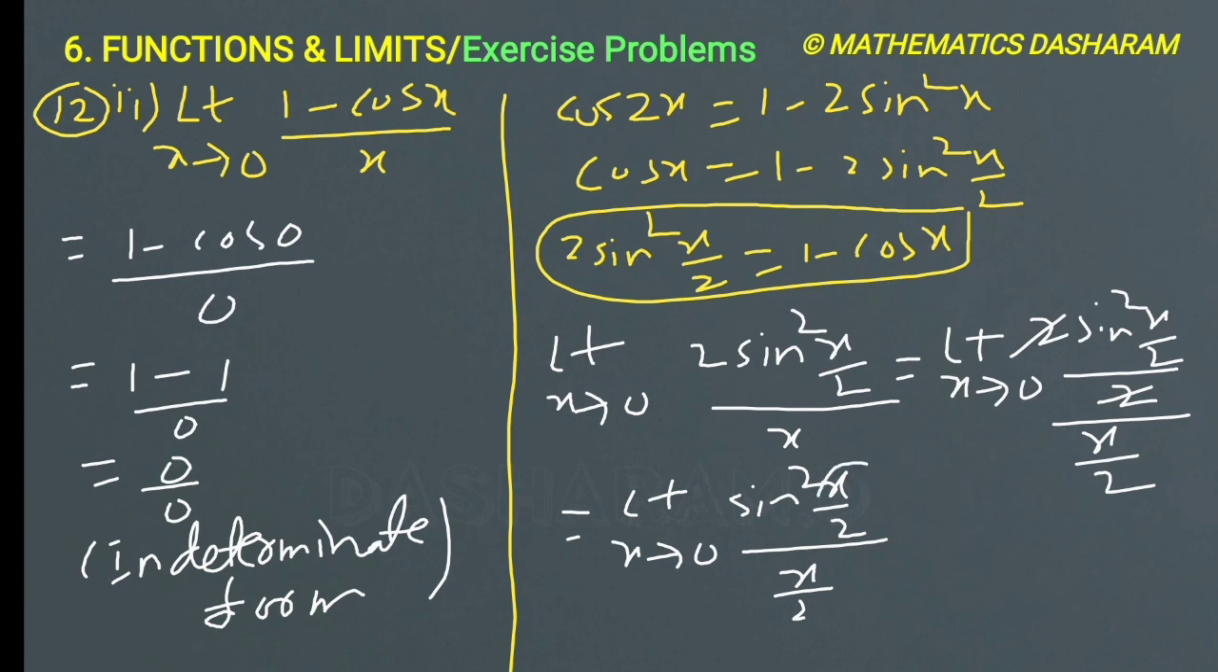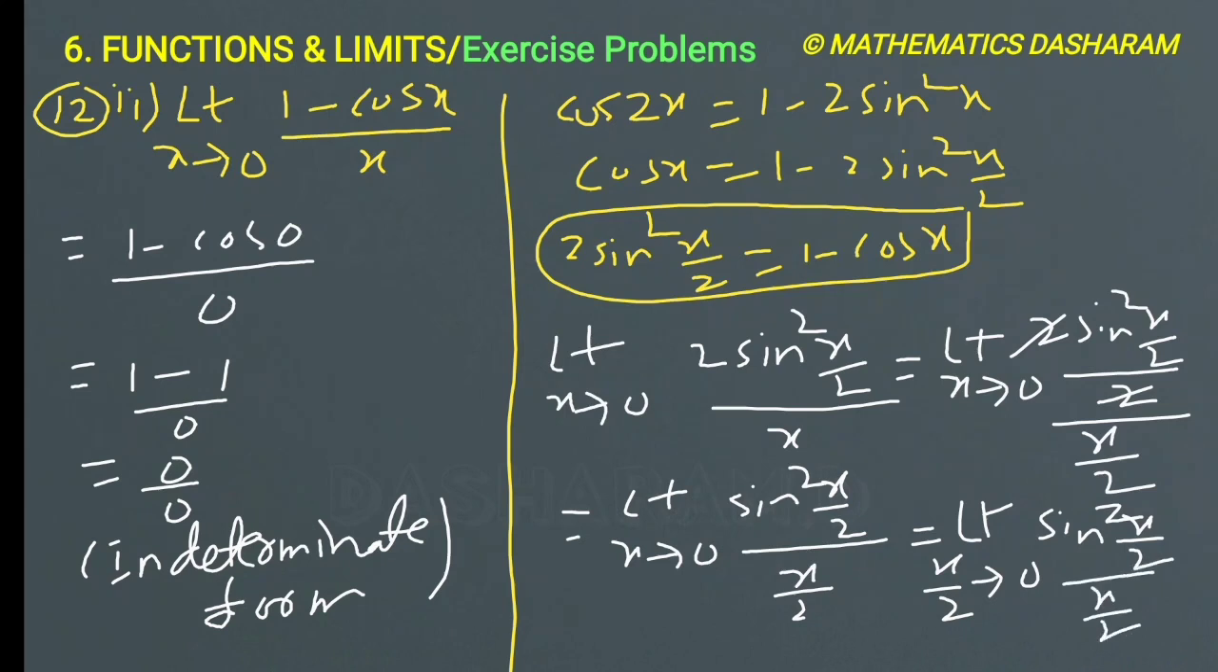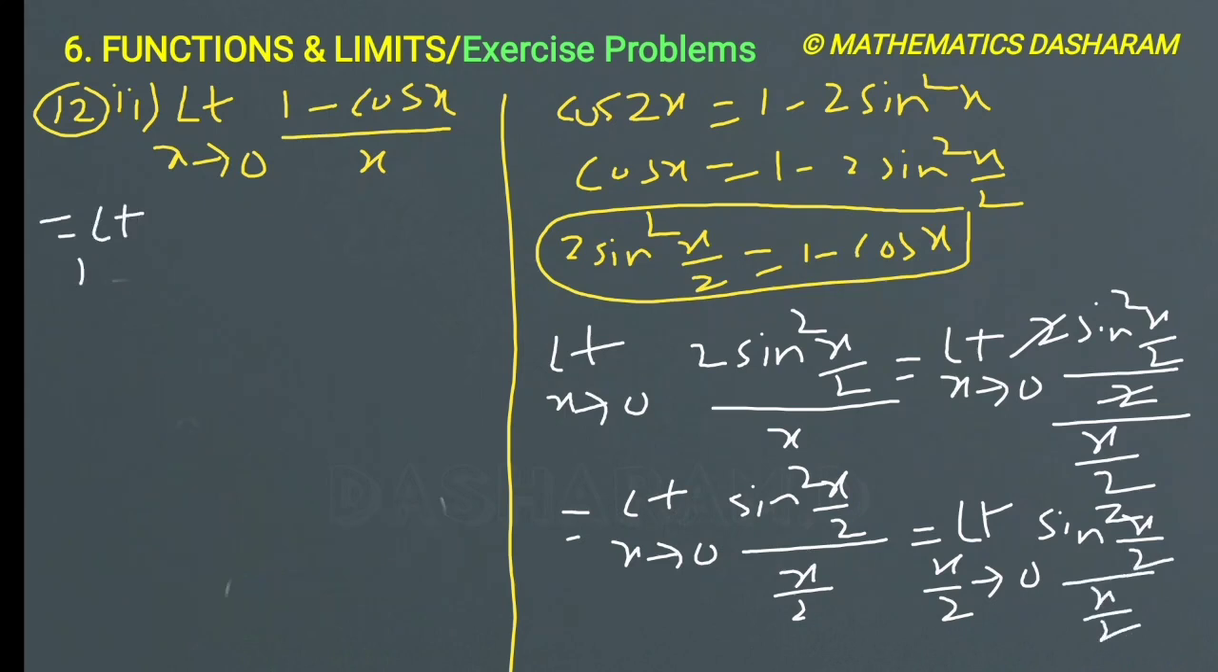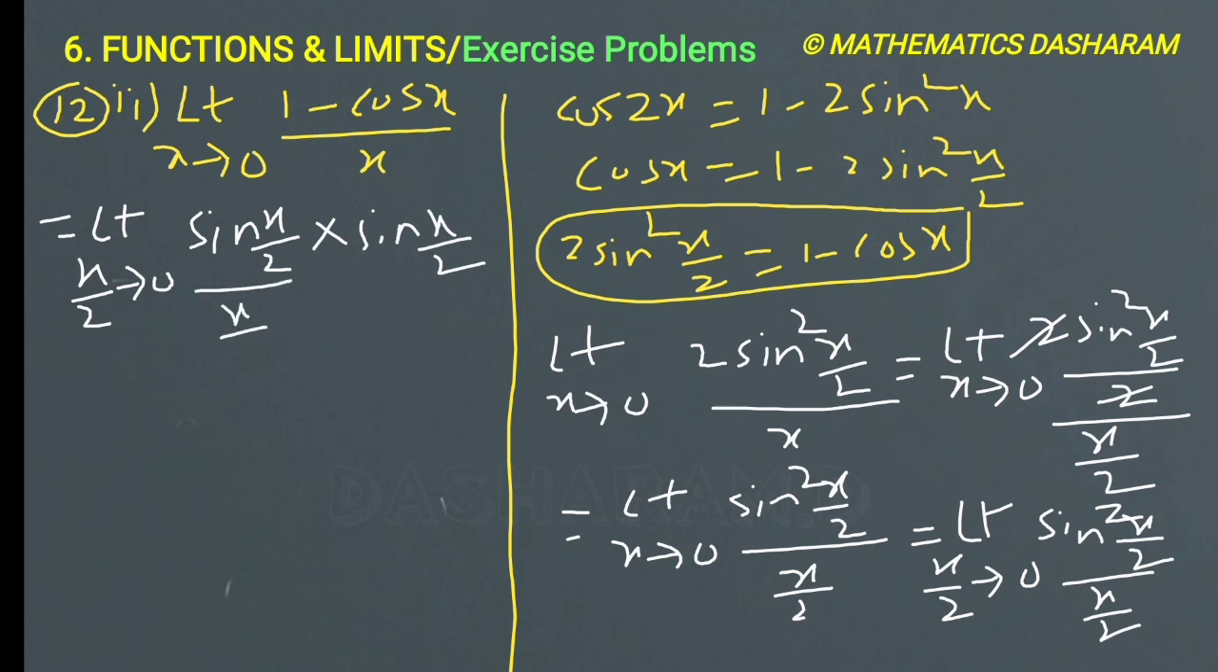So now here it is theta, so here also we need the same value. So limit x tends to 0, x tends to 0 will become x by 2 tends to 0, so sin square x by 2 by x by 2. Limit x by 2 tends to 0, sin square x by 2 can be written as sin x by 2 into sin x by 2, and the denominator is only one x by 2. Now apply the limit individually.